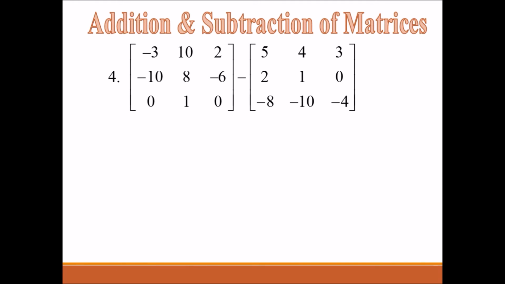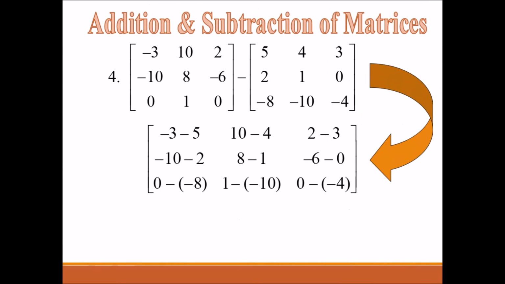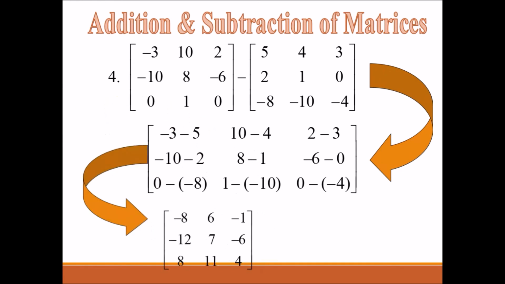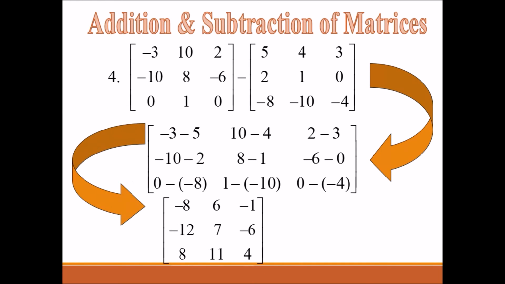Let's have another example. Again, we are going to subtract two matrices, but this time the matrices are of dimensions 3 by 3. The dimensions are the same, so we can subtract them in the same way as we have done before. The corresponding elements will be subtracted, resulting in this matrix.